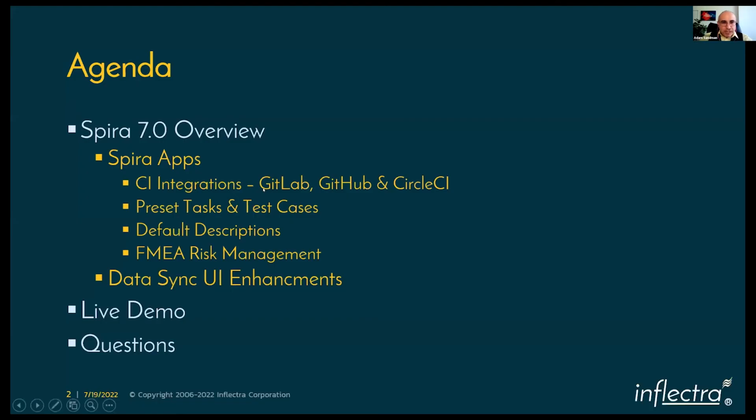So first of all, we'll be doing a little overview of Spira 7.0. The two main areas of functionality we'll be talking about will be, firstly, SpiraApps, which is the new plugin architecture we have in the Spira platform. We'll be going through some of the different types of plugins that we have. After that, we're going to look at one of the other major features, which was the UI enhancements to the data synchronization functionality, which is an existing integration framework we have for sharing information between different products like Jira and Microsoft Azure DevOps. Since we were working on the plugin architecture, it made sense to also improve our existing integrations as well.